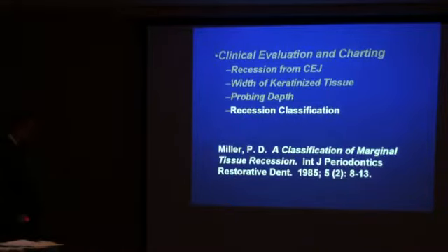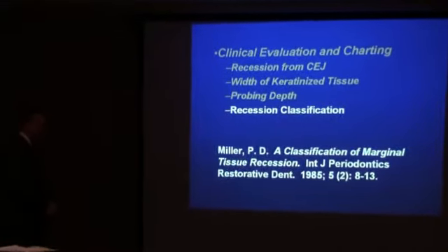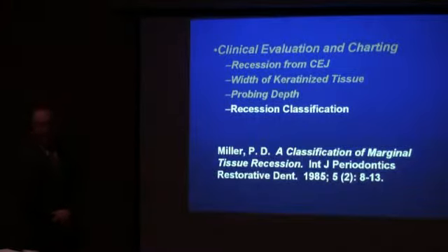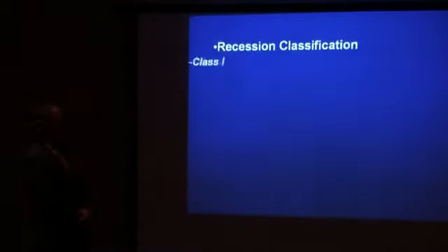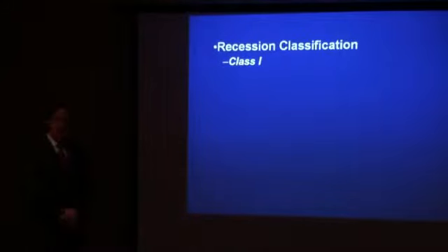The classification system that we utilize in periodontics is that devised by Dr. P.D. Miller. This is an article published in the International Journal of Periodontics and Restorative Dentistry in 1985. And let's begin by looking at Miller's category Class 1 recession.